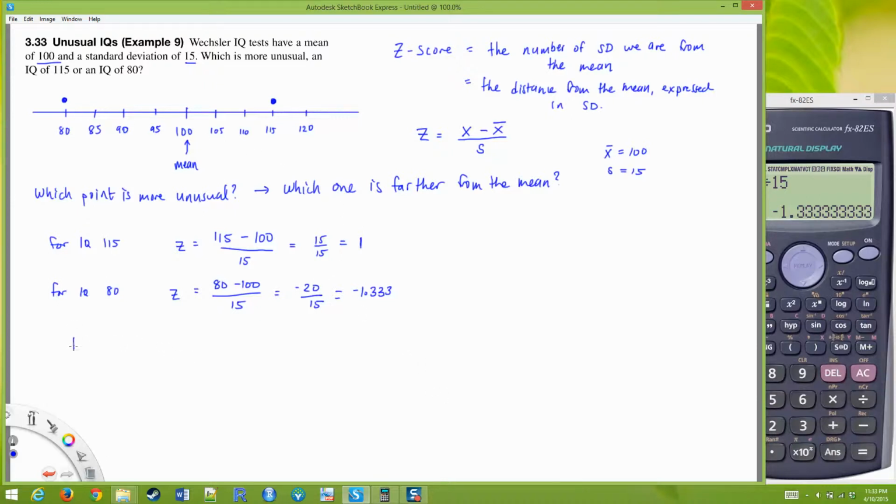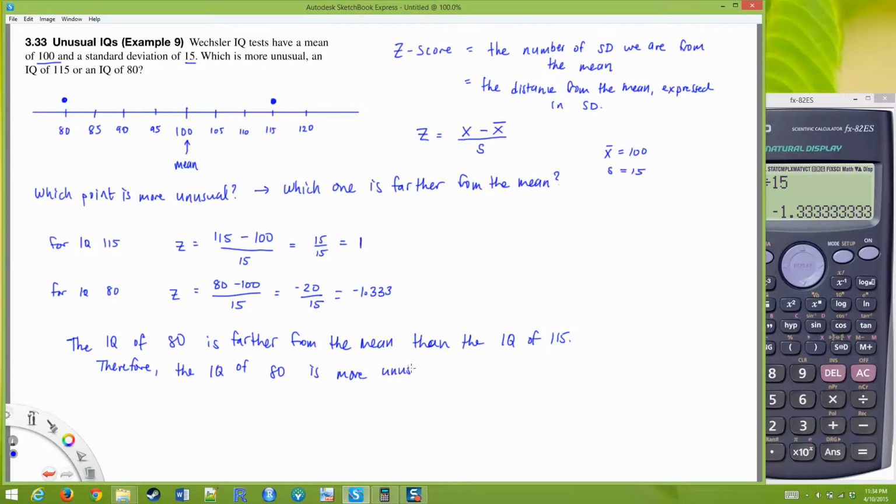So the IQ of 80 is farther from the mean than the IQ of 115. Therefore, the IQ of 80 is more unusual than the IQ of 115.